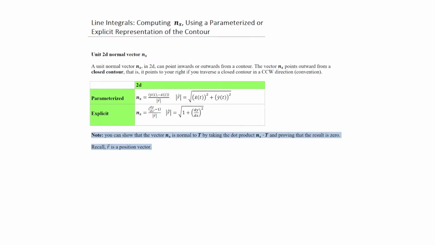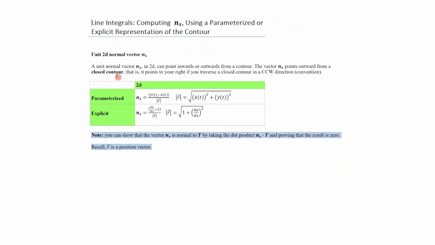All right, if you wanted to compute the unit vector normal to a contour using a parameterized or explicit representation of the contour, then basically we follow this procedure. A unit normal NS in 2D can point inwards or outwards from a contour, similarly to how a tangent vector can point along the contour in one direction or the opposite direction. The vector NS points outwards from a closed contour.